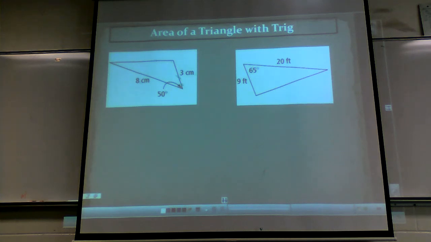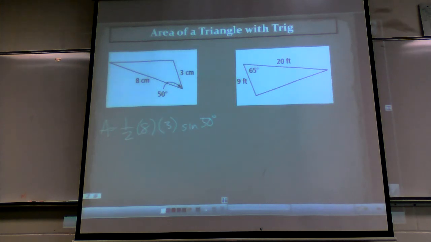So if I wanted to find the area of this, all you would have to do is go, well, I've got two sides, that angle directly between the two sides, my included angle. So all I have to do to get the area is just go 1/2, 8 times 3, times sine of 50. That's it. A whole lot quicker than drawing in the height and taking the time to find the height.